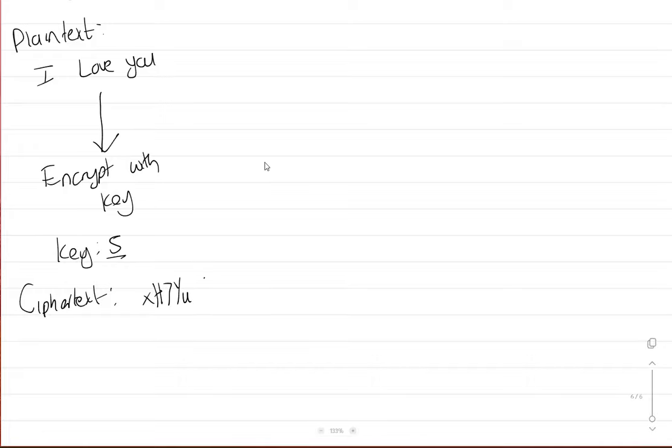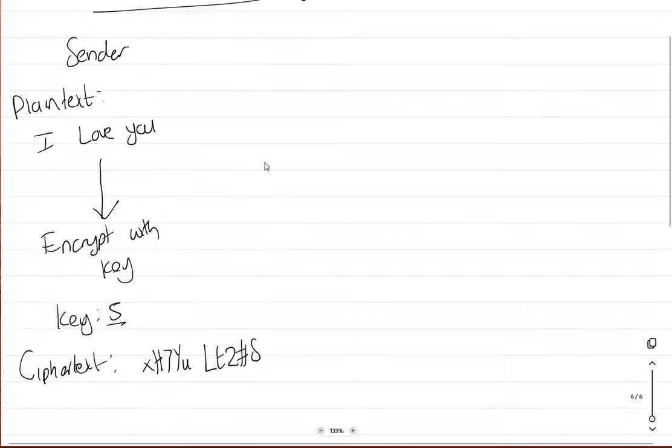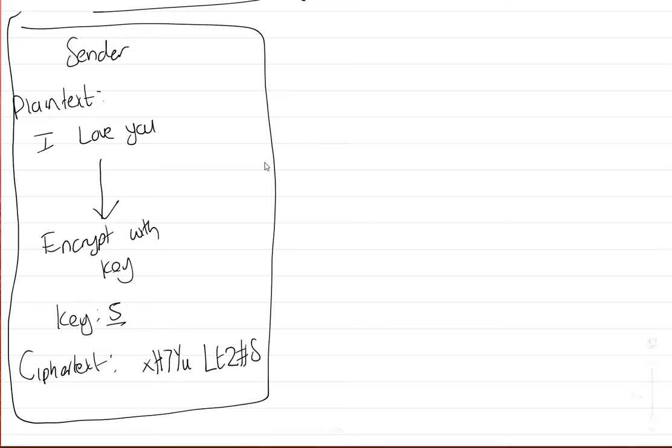HY7YU space LT2 hash S. Okay, it's a mixture of lowercase, uppercase, special characters, whatever. Right, so that's what the sender does. So they get some kind of ciphertext with some kind of key, and then the sender sends the information.